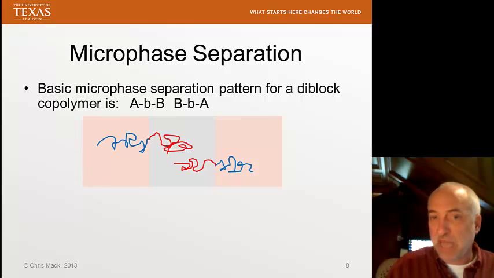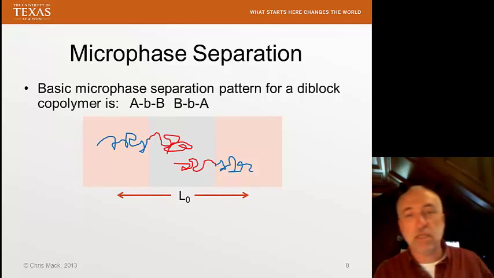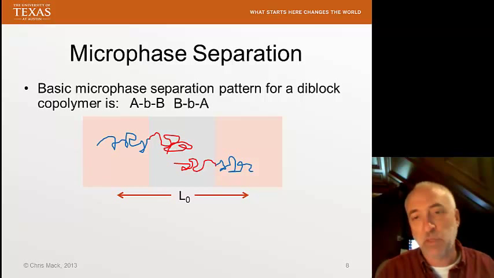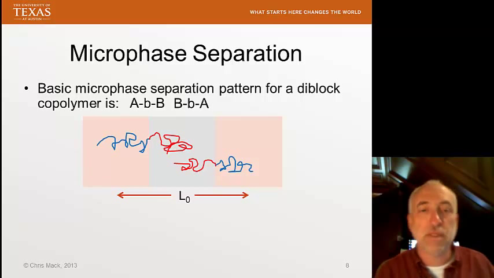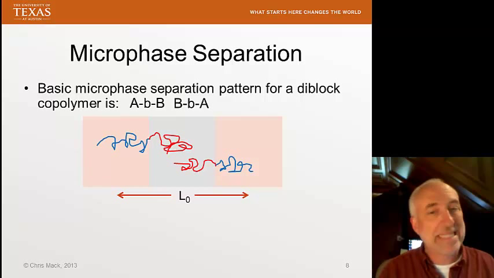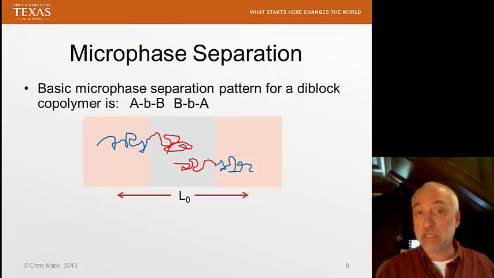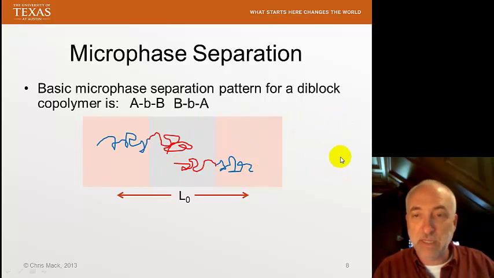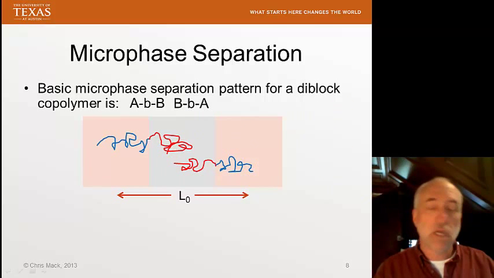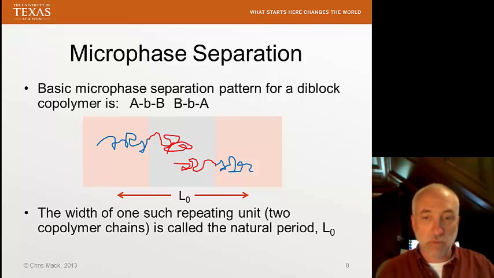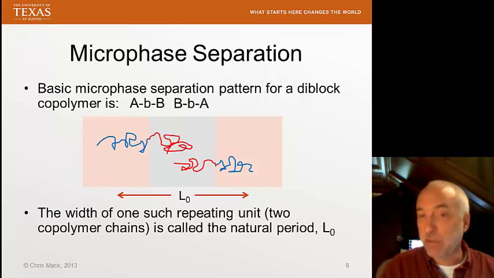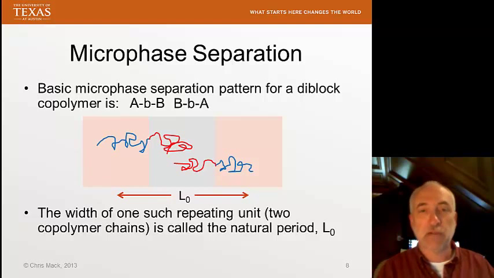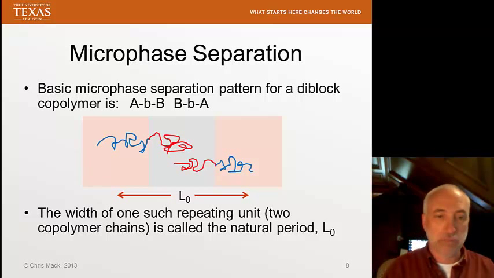Well, given the size of these molecules, and some other properties, we find that there is going to be a specific distance or pitch called L0 that separates the domains. So here we have a domain of A, a domain of B, and then another domain of A, and then another domain of B will be next to it and repeats. And the repeating distance is called L0. This is the natural period of the microphase separation for the block copolymer.